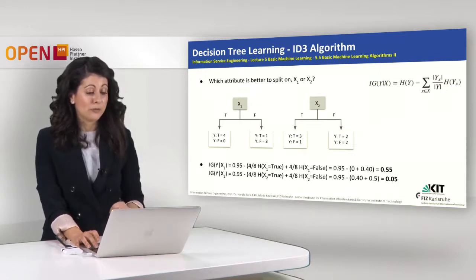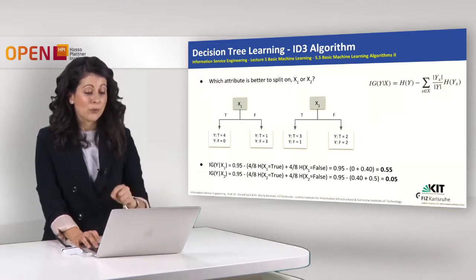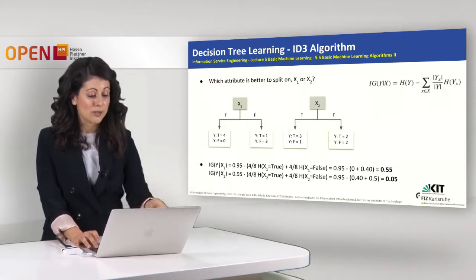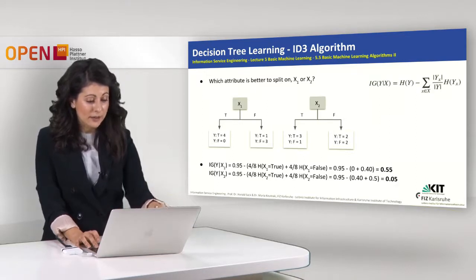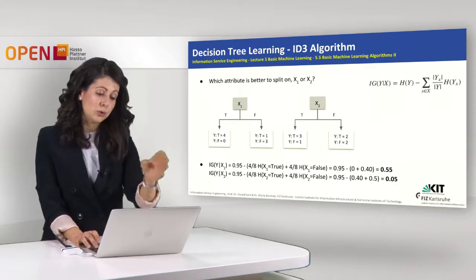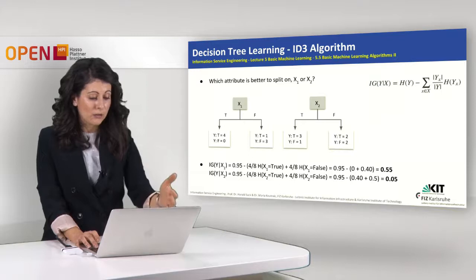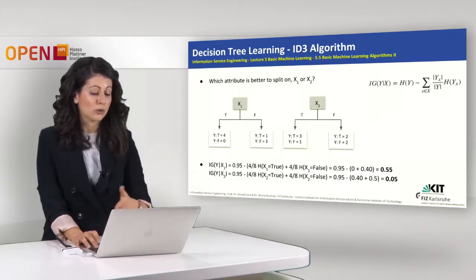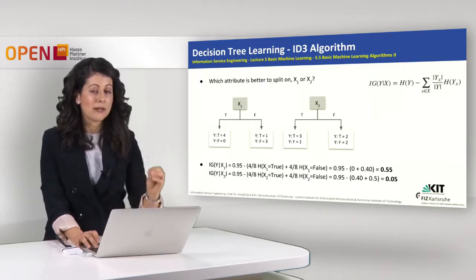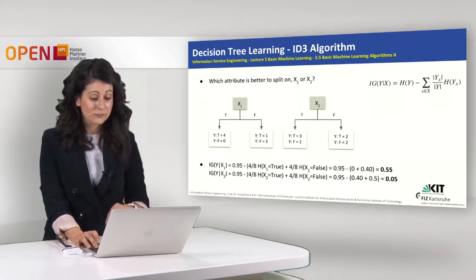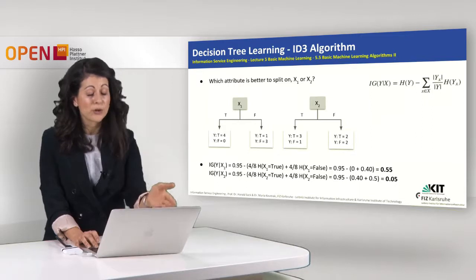So first we apply it for x1, and what do we need? We need first the entropy of y, which we computed in the previous step, is 0.95, and then we continue with the rest. So we see here that there are 8 cases. First we do it for the true branch, true value of x sub 1. So we have 4 out of 8 cases represented here, and then we have to compute the entropy of x sub 1 for the true value, plus the same procedure for the false branch.